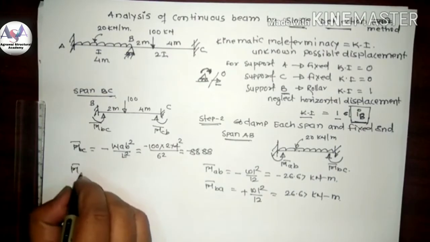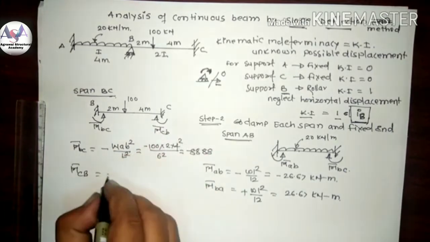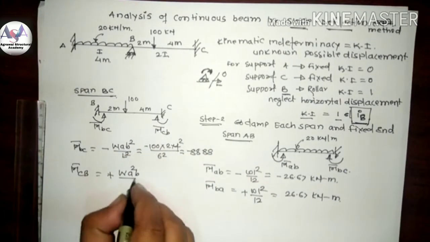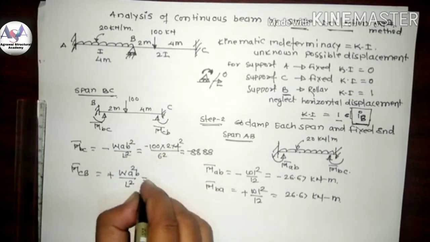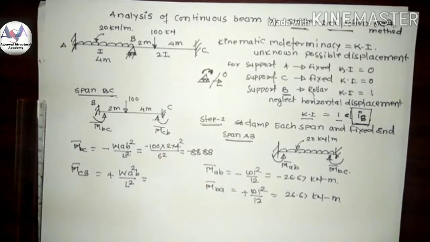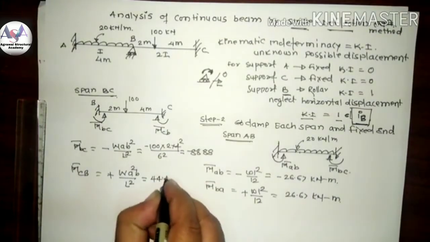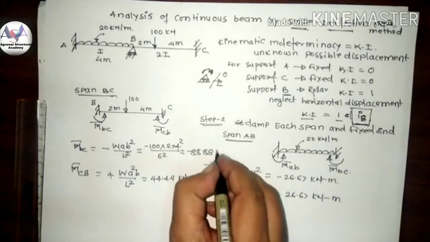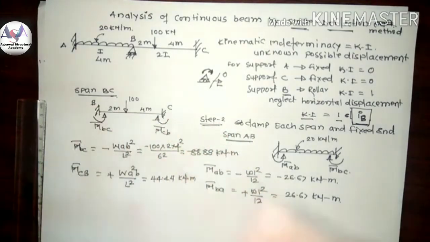And M bar CB is equal to, here this is clockwise, so plus. We know the formula WA square B by L square. If you put the values of W, A and B here, this value is equal to 44.44. This is also in kilonewton meter. So step number 2 is completed. Next, step number 3.